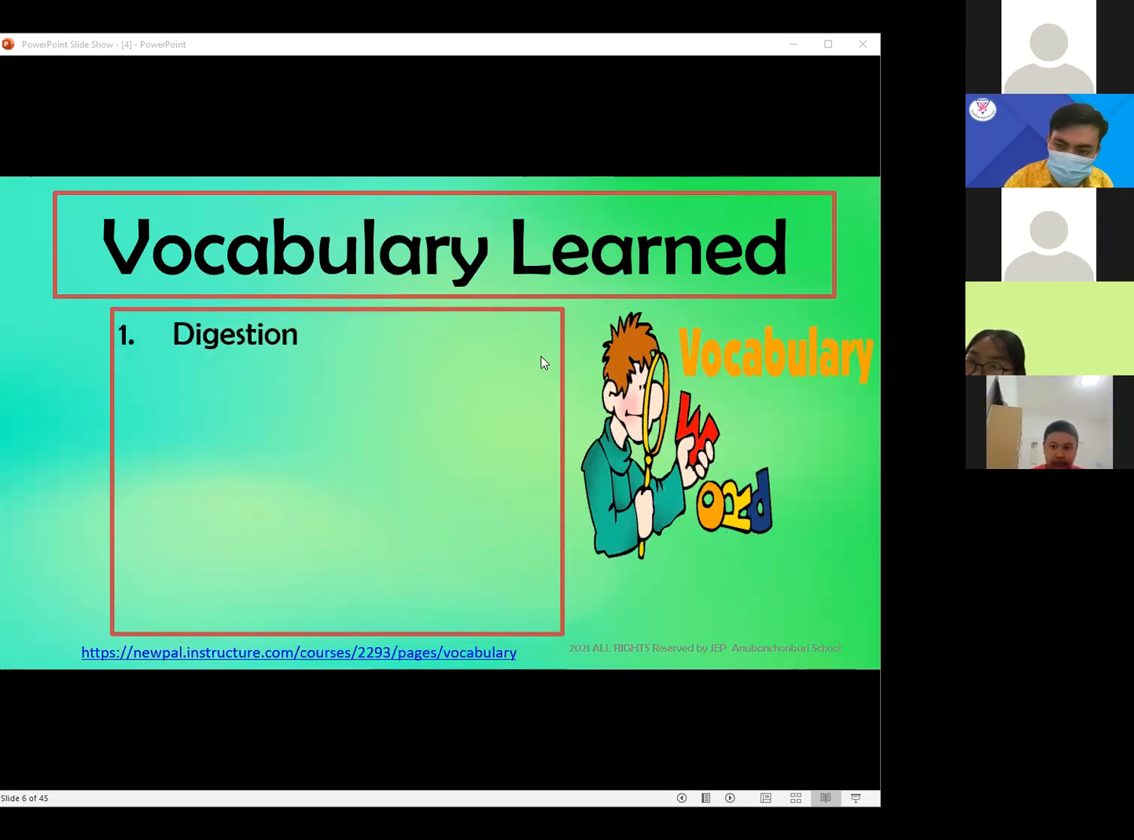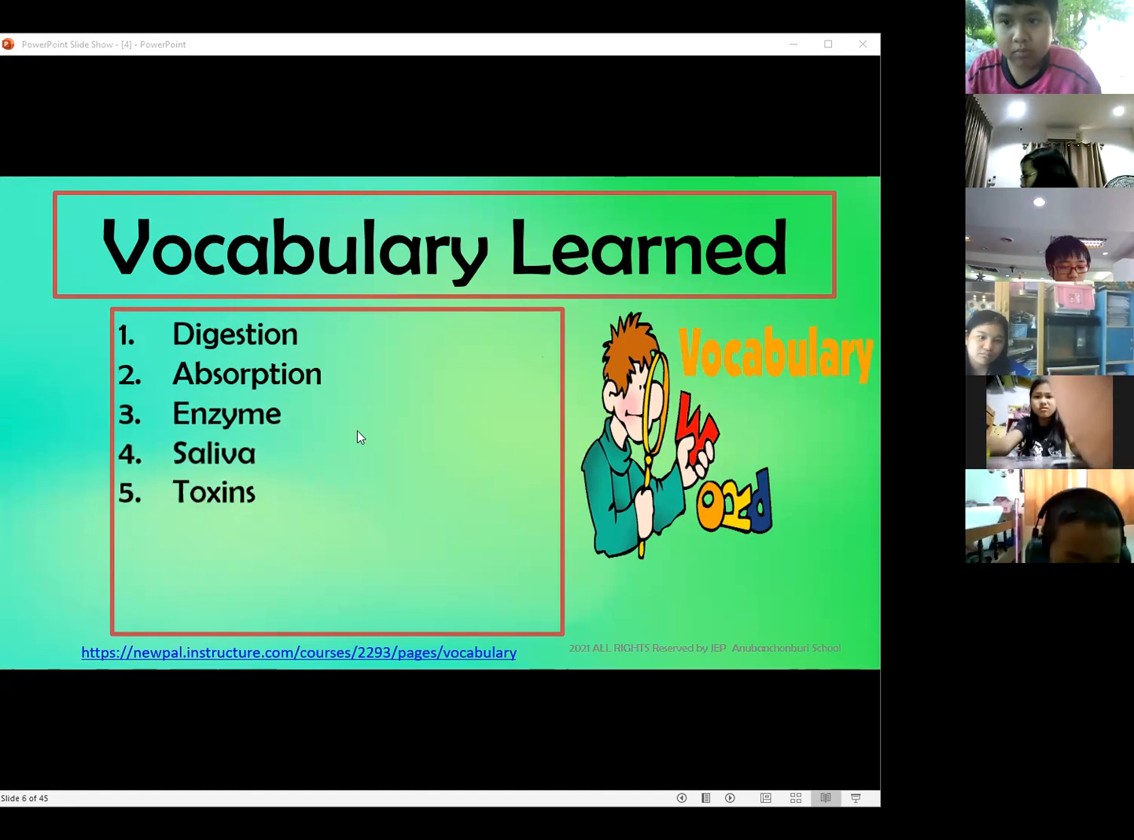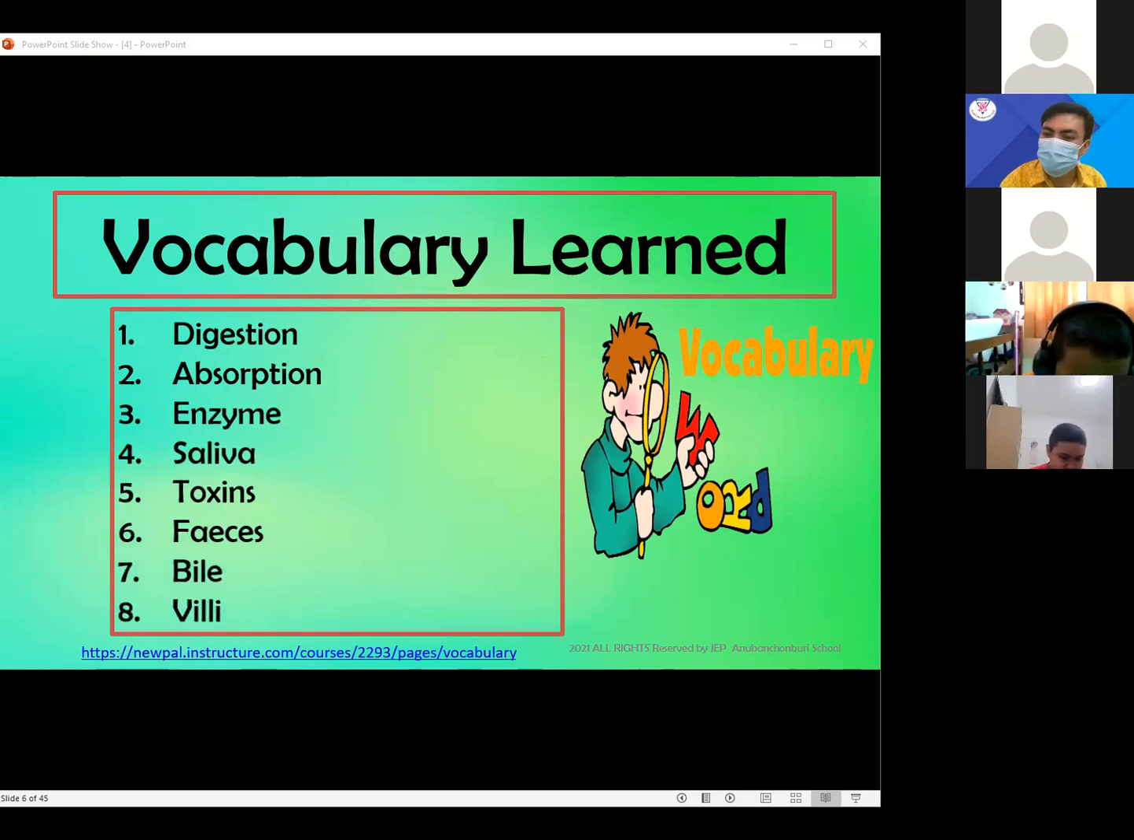Now, these are the vocabulary words that we've learned. Digestion, we studied this already, right? Absorption, enzyme, saliva, toxins, feces, bile, and villi, okay?